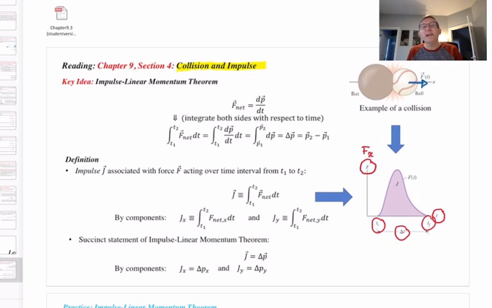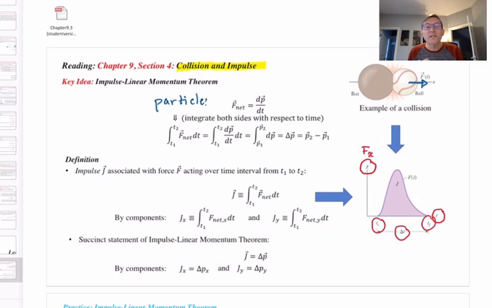Just like we had the work kinetic energy theorem in chapter 7, when we integrated both sides of Newton's second law with respect to position, now we're going to integrate both sides of Newton's second law with respect to time and get a new theorem. The starting point for Newton's second law, though, is the new form that we introduced in the previous video lecture. We're just writing it now for a particle.